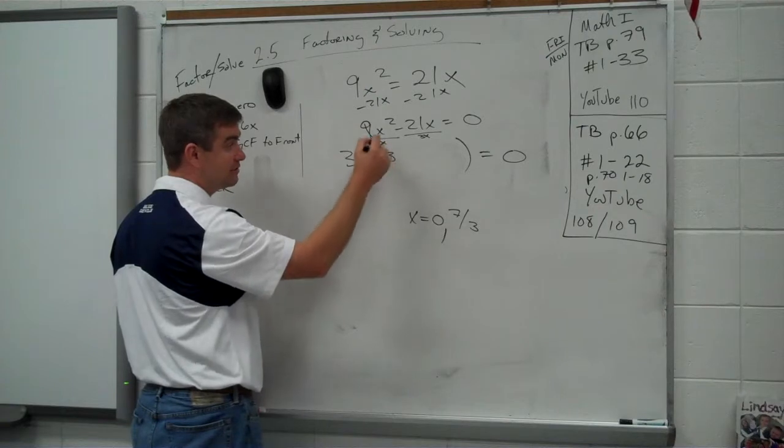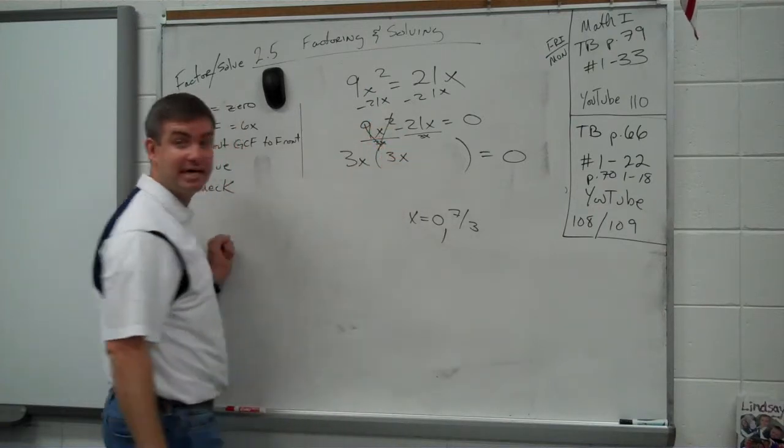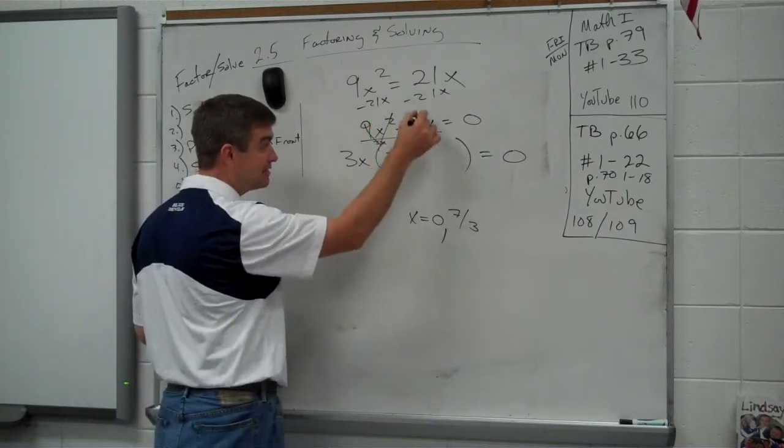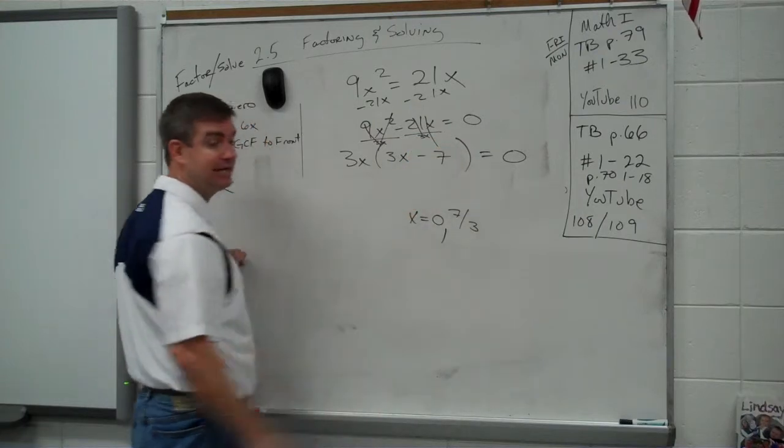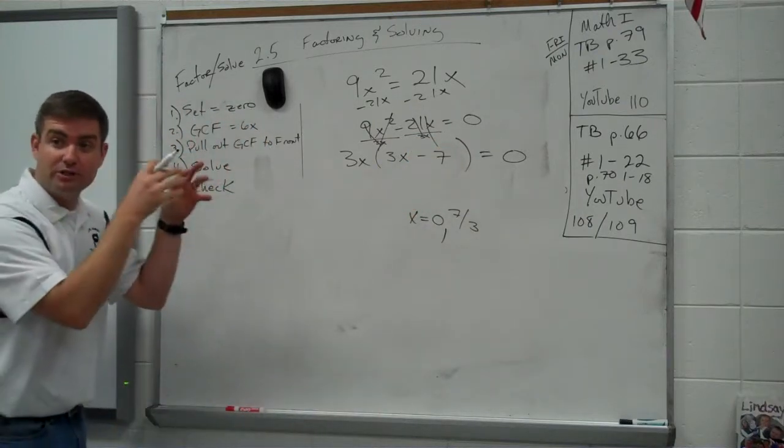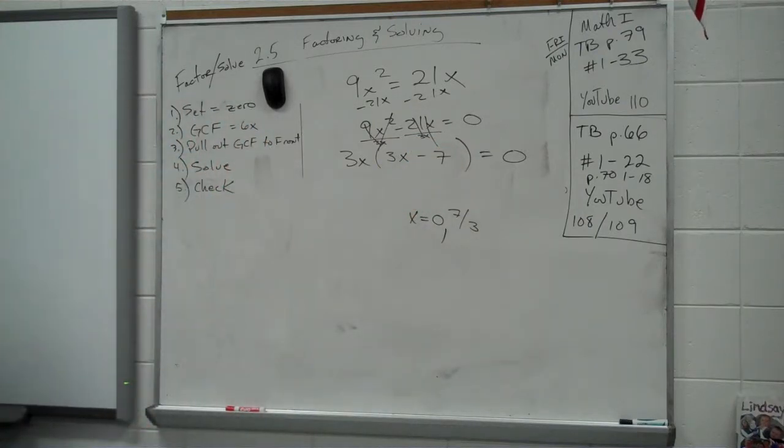9 divided by 3 is 3. X squared divided by x is x. 21x divided by 3x is just negative 7. That's the hardest part, figuring out what goes inside the parentheses.